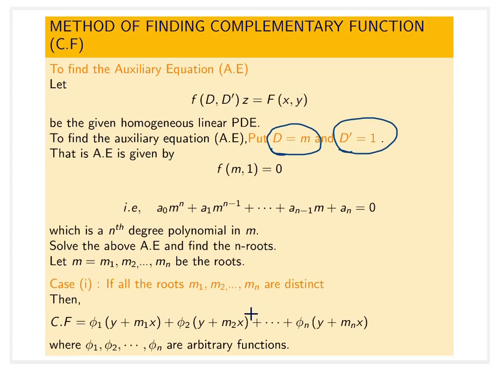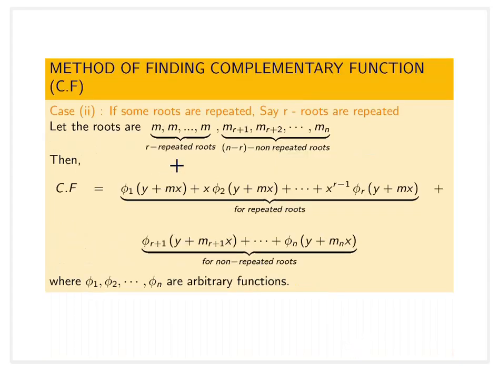Suppose the roots are non-repeated, then the complementary function is phi1(y + m1x) + phi2(y + m2x) and so on up to phi n(y + mn x). Suppose a set of roots is repeated, while the remaining roots are not repeated. For the repeated roots we write phi1(y + mx) + x phi2(y + mx), and again multiplying by another x, we get x² phi3(y + mx) and so on. This is for the repeated roots.